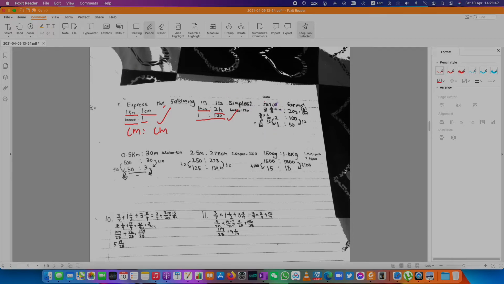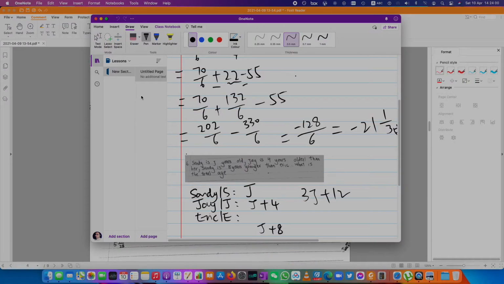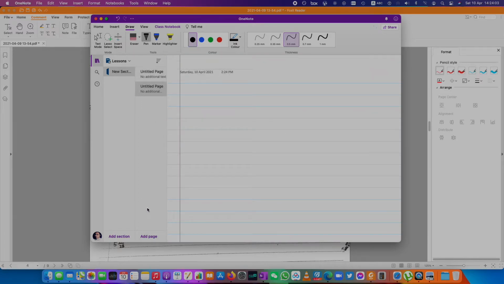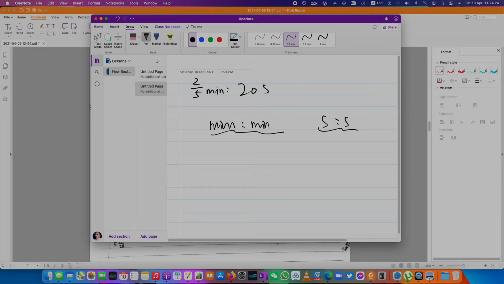Next. So this is 2/5 minute and 20 seconds. Very good. So 2/5 minute and then 20 seconds. Perhaps let me just do it in this one. Let me add a page. So you have 2/5 minute and then 20 seconds, right? Now the question is, do you want to play with minute to minute or second to second? Which one? Second. Okay.